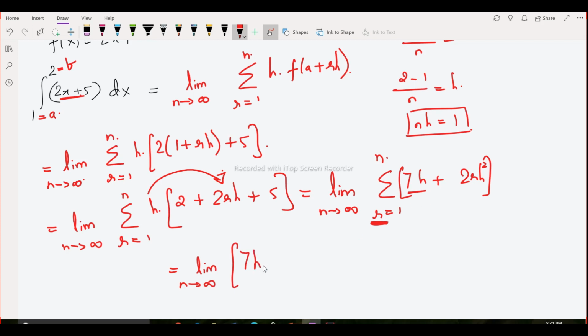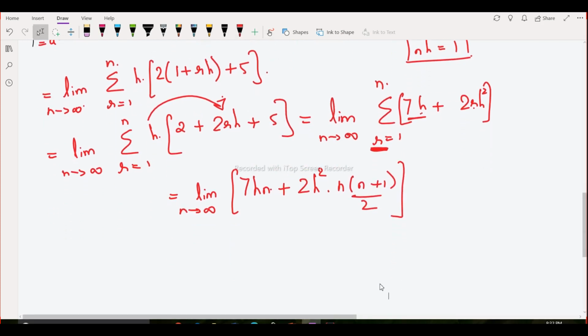summation of 1 will be n, right? Because h is not the operator, r is the operator. So 7h into 1, summation of 1 is n, plus here r is there, so we have 2h square, and here we have r. So summation of r is, we'll use the formula n into n plus 1 by 2.